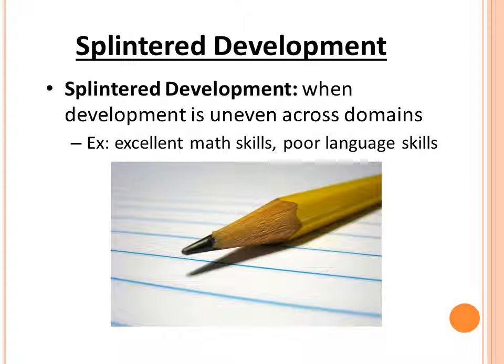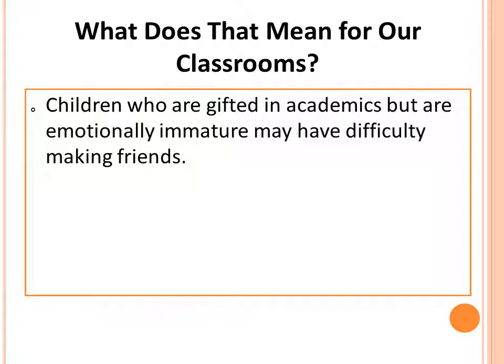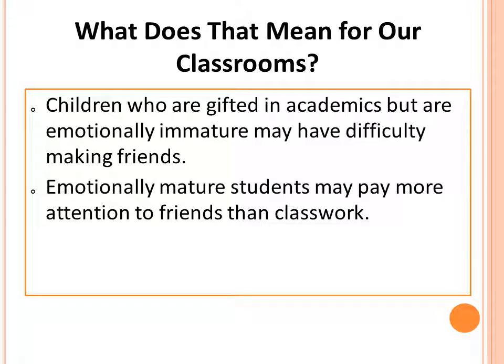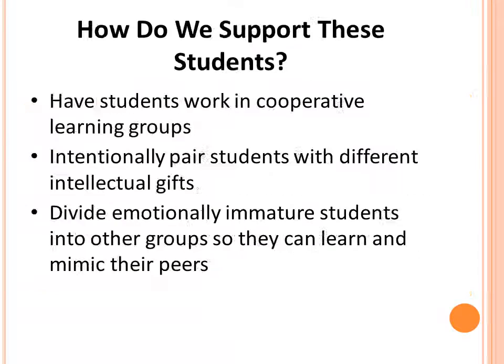Splinter development is when development is uneven across domains. For example, a student may have excellent math skills but poor language skills. Now, what does this mean for our classrooms? Children who are gifted in academics but are emotionally immature may have difficulty making friends. Emotionally mature students may pay more attention to friends than classwork, and students may experience anxiety regarding a certain area of study while excelling in others.